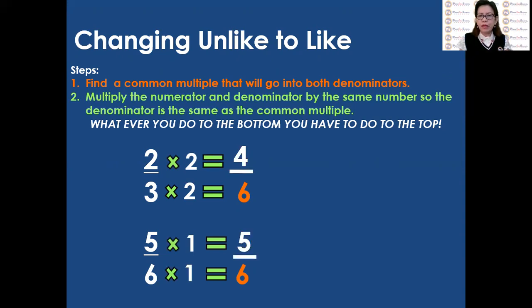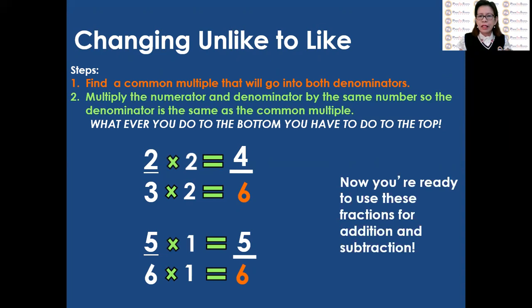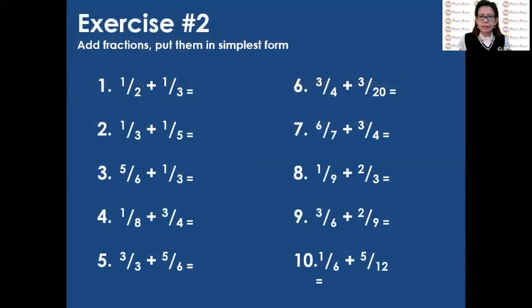Okay, so we have now equivalent fractions here. 4 out of 6 is equivalent to 2 out of 3. 5 out of 6 is equivalent to 5 out of 6. Same. Now you're ready to use these fractions for addition and subtraction. Later on you can do this exercise to practice more about adding like fractions. So you can do this in your notebook.